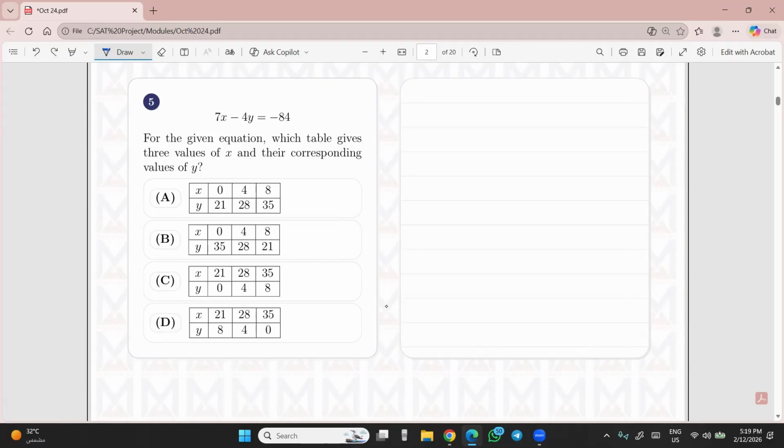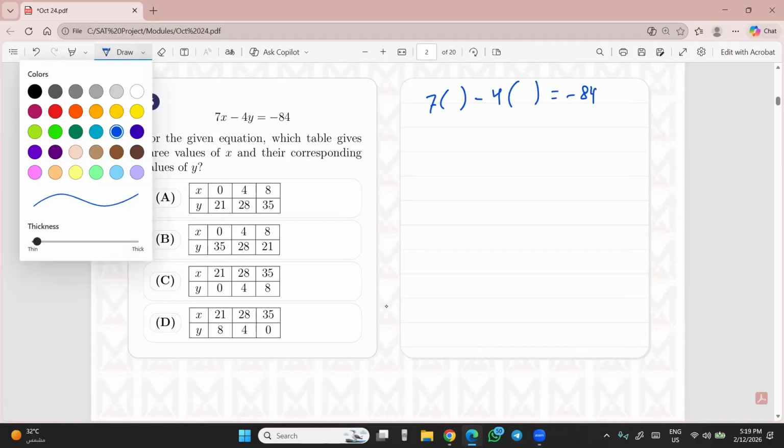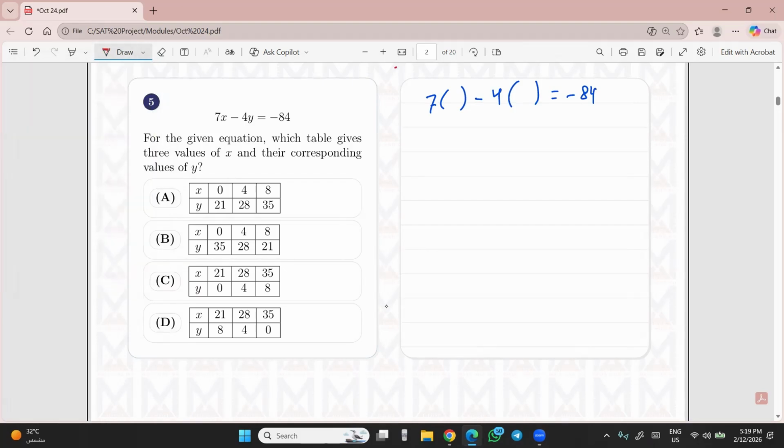So you can replace, for example, x by 0 and y by 21, and think about letter A. So 7 times something minus 4 times something else equals negative 84. These spaces can be filled with the numbers that we need to check. So here, if we check letter A, we can replace x by 0, this is x in the beginning, and y by 21, and solve this part. If the answer is negative 84, this is a potential answer.